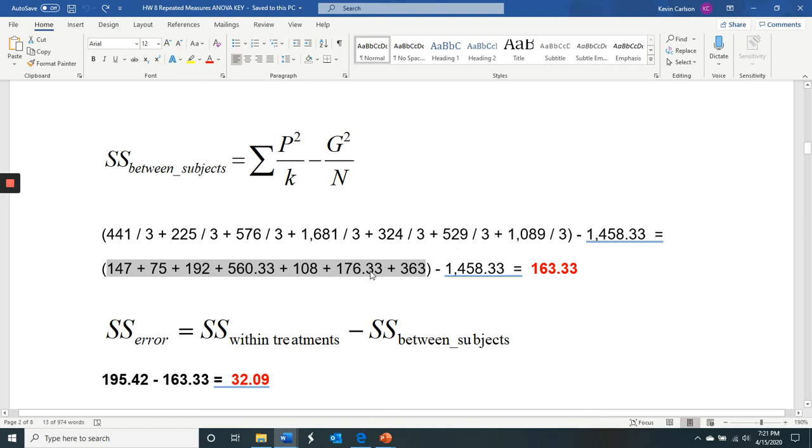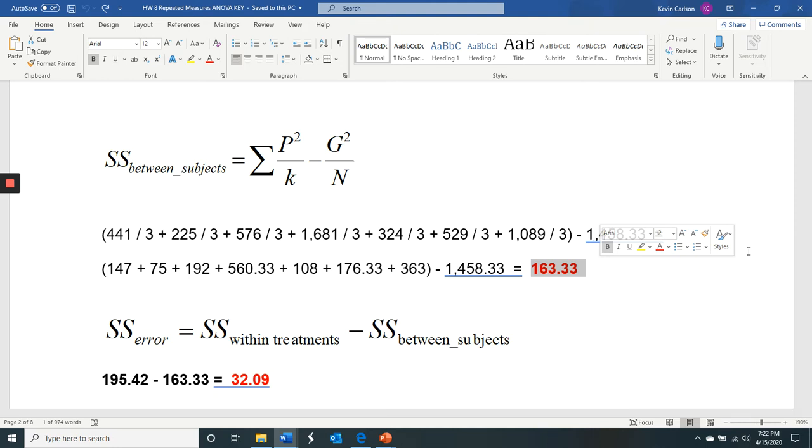And then add these together in this parentheses. And then subtract that G squared over capital N, which we already know is 1,458.33. You're going to end up with 163.33, give or take some rounding here and there. So that's our between subjects. So that's now an index of how much the hospitals just generally vary, knowing that some hospitals may have more admissions than others. So this is what we're indexing here.